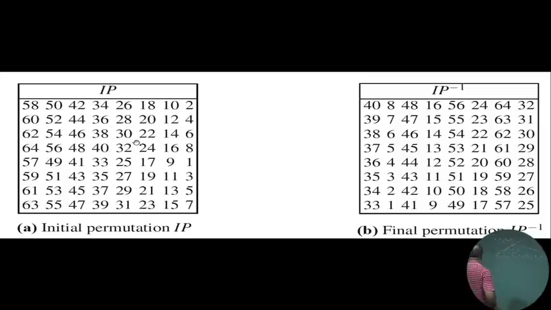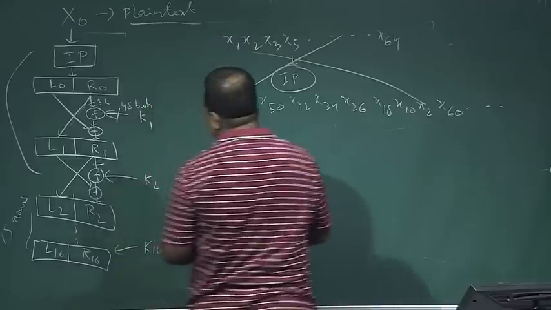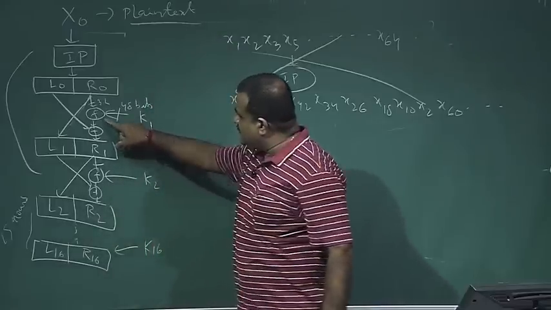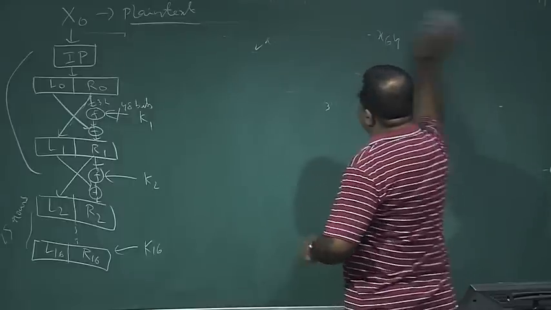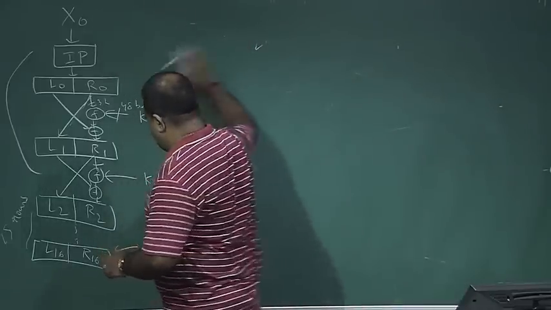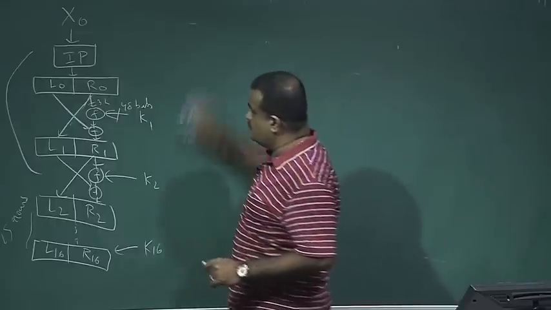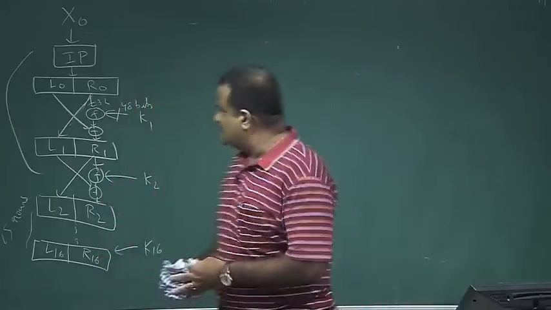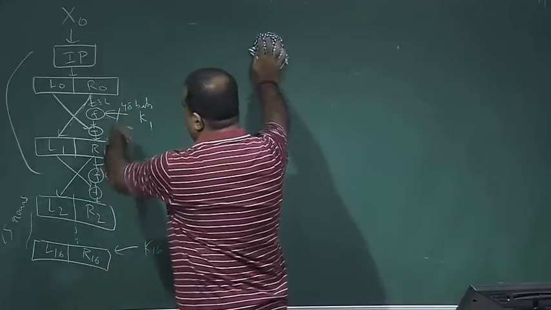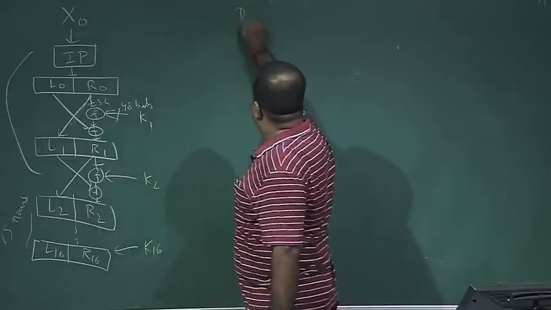Okay. So, now we will talk about this f function, because we have used this f function here. This is a typical DES encryption. We have to talk about decryption also. But let us first talk about the f function, because we have used it here. So, f has two inputs. This is the DES f function.